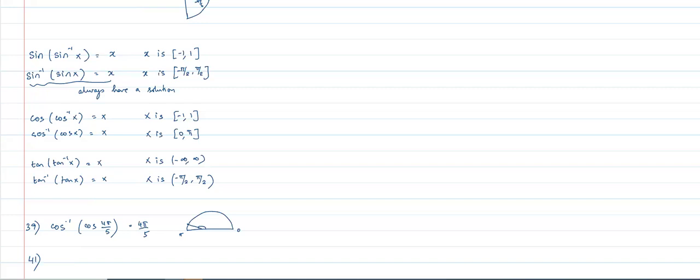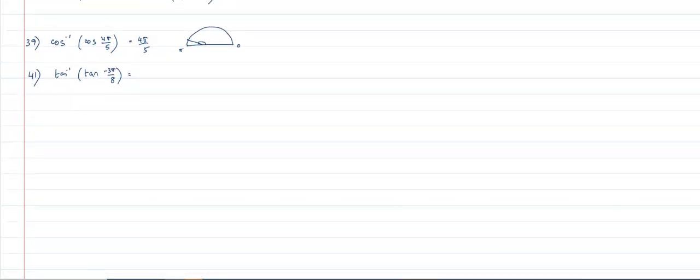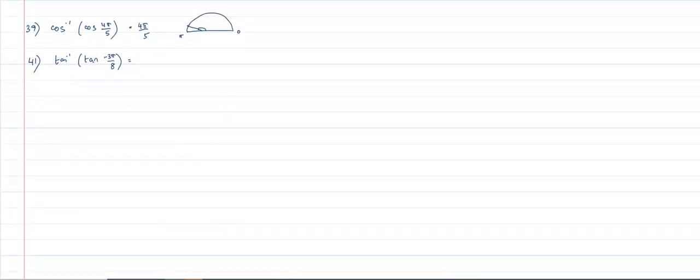41. I'm just getting the question here. So the question is tan inverse of tan -3 pi over 8. Again, you have to find out, where is -3 pi over 8? Is it between -pi over 2 and +pi over 2? So that is what we're trying to find out. Now again, remember, where is tangent defined? Tangent is defined between -pi over 2 and +pi over 2.